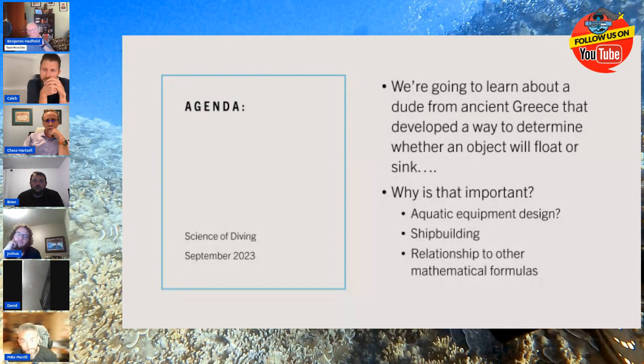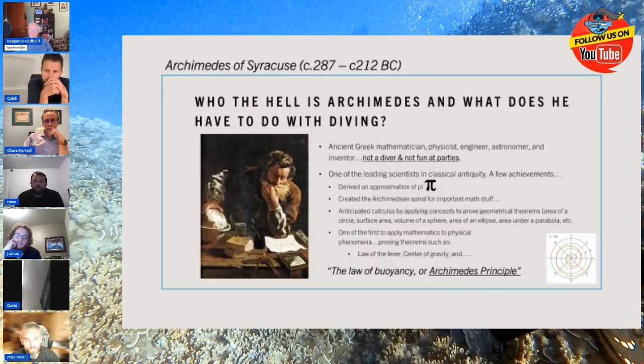Anyway, the first question I asked myself when I was looking at this is, who is this guy? Like I said, he's an ancient Greek mathematician, physicist, engineer, astronomer, and an inventor. I don't think they had scuba back then, so I'm assuming he wasn't a diver. Based on the reading, he didn't sound super fun at parties. But he was one of the leading scientists in classical antiquity, and he developed things like pi. You might have heard of that. He also invented the Archimedean spiral. I tried to figure out what that was, but let's just say it's important math stuff.